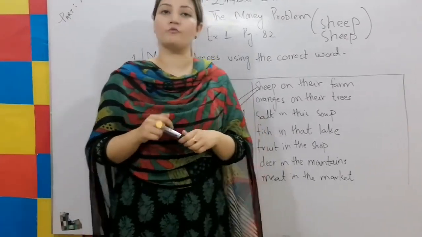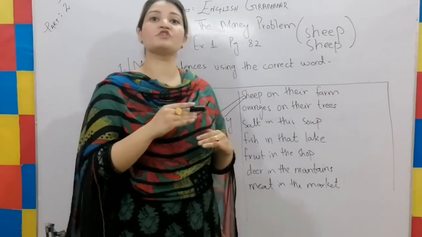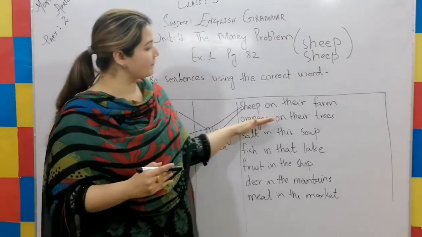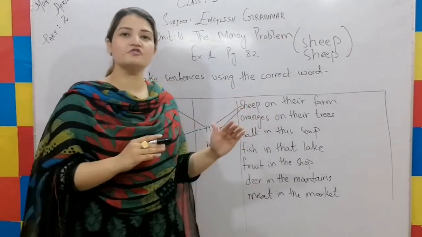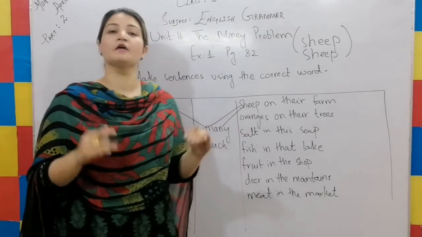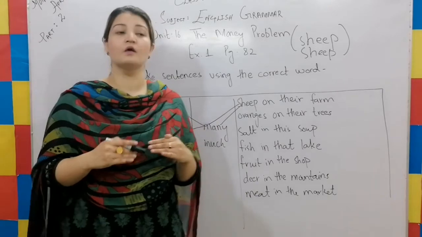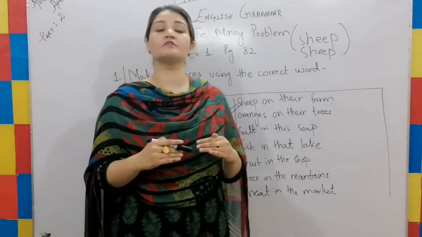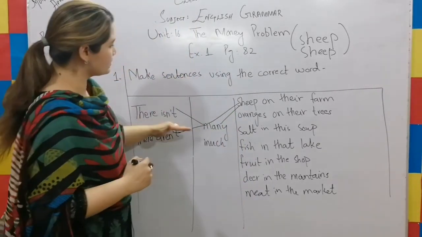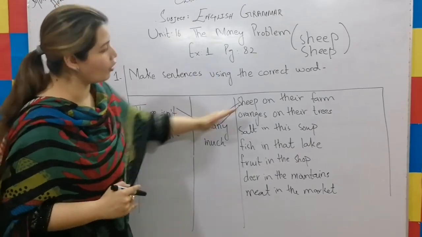Sheep is a countable noun. Whenever we talk about countable nouns, they are the things which can be counted. For example, if in a field there are 10 sheep, 12, 15 sheep, you can easily count them. So the nouns which can be counted are called countable nouns. So there is not many sheep and there are not many sheep.